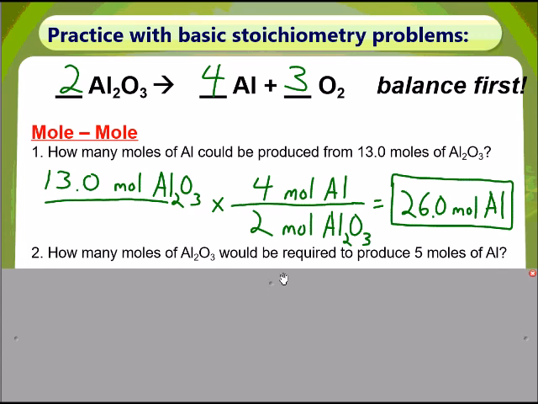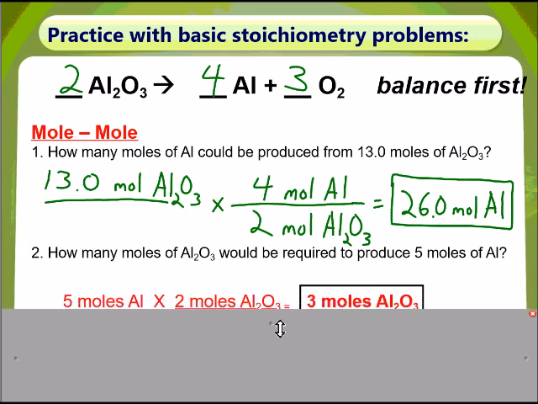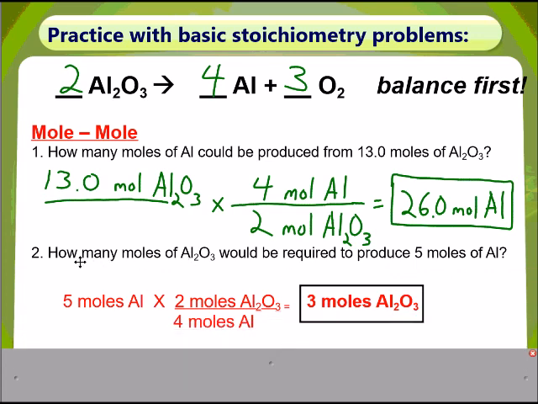Now for number 2, y'all give it a try. Okay, let's see how you did. They wanted to know how many moles of aluminum oxide would be required to produce 5 moles of aluminum. So we have 5 moles of aluminum as our given, and we wanted to see how many moles of aluminum oxide that would have taken to make happen. So moles of aluminum here, that means we're already in moles. We don't have to do step 1. We go straight to the mole-to-mole ratio.